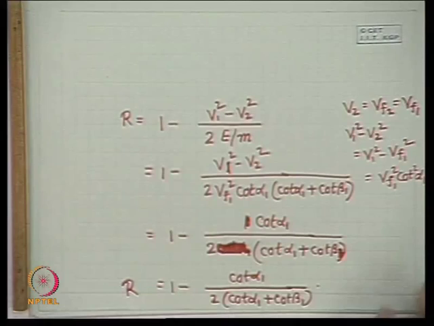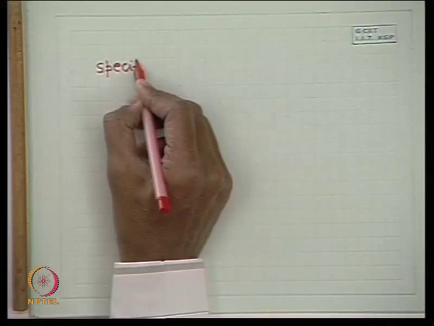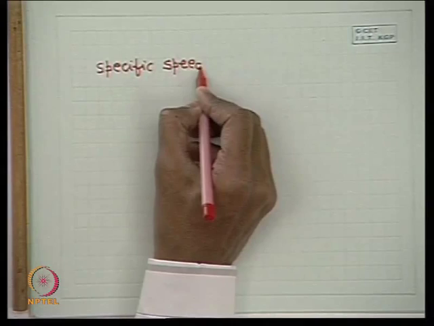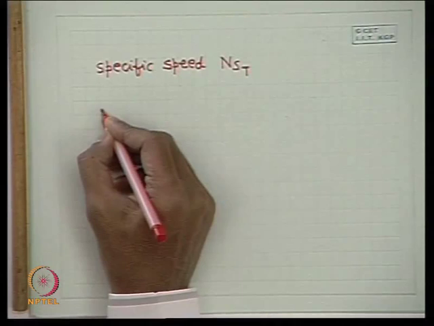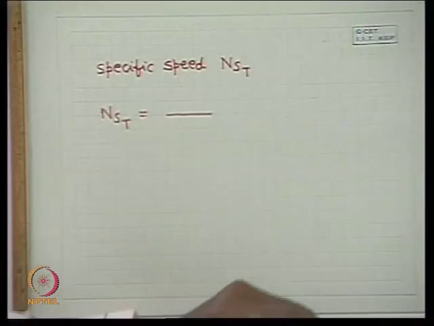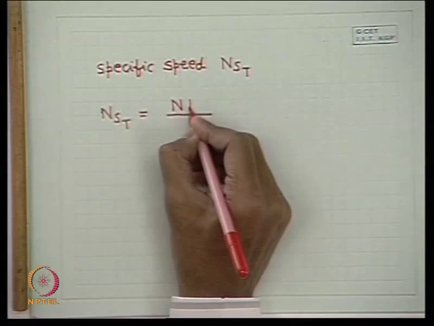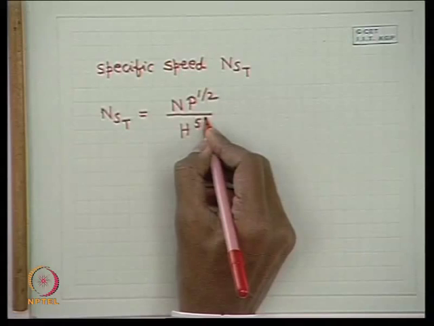Now we come to the deduction of specific speed, NST. If you recall the definition of specific speed for a turbine, whenever you talk about specific speed, you will always refer to the dimensional specific speed, until and unless it is told as non-dimensional specific speed. So what is the value for a turbine? N P^2 by h^5/4.